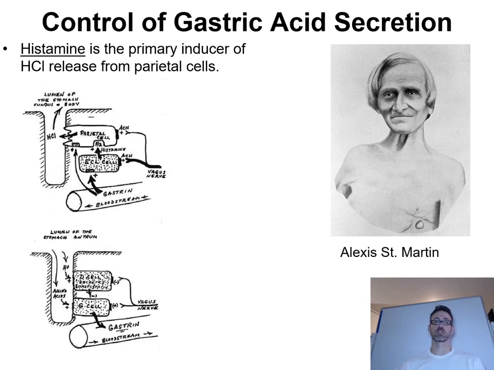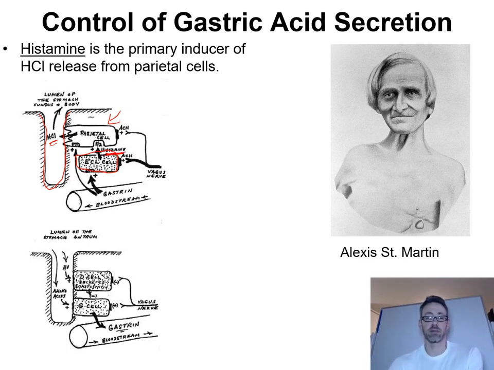Okay, control of gastric acid secretion. So just as I underlined at the top there, histamine is the primary inducer of hydrochloric acid release from the parietal cells. So here, what you're seeing is one of the pits of the stomach, and then you see the parietal cell over here. The parietal cell is the one that releases hydrochloric acid that goes into the lumen and helps us with digestion. And one of the neighboring cells here is the ECL cell. The ECL cell releases histamine. So you can see that's histamine right here.